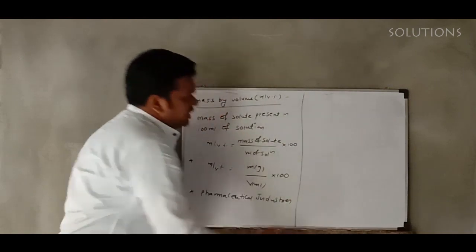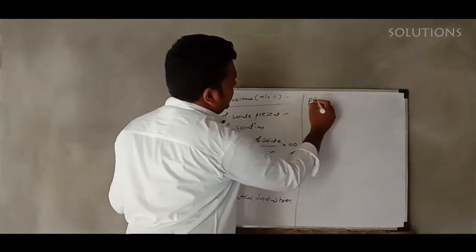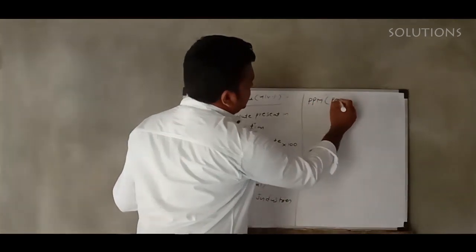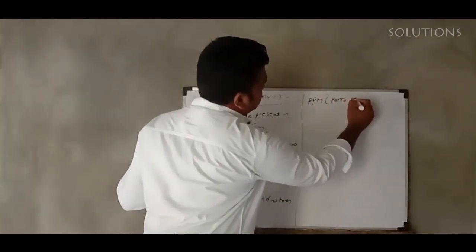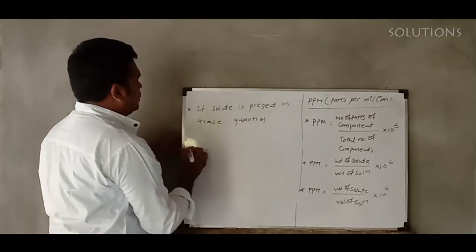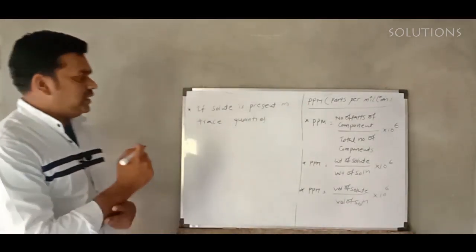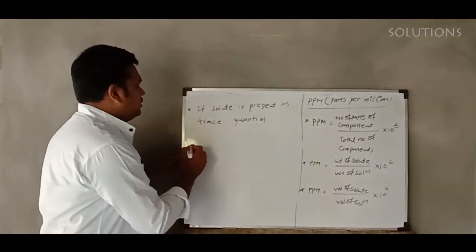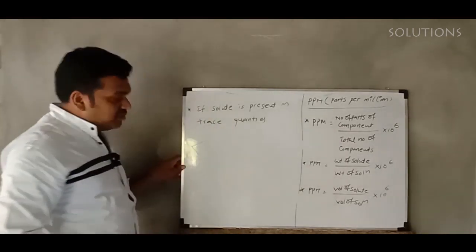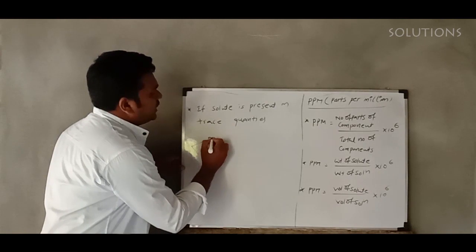Okay, so the next concentration term we have is ppm. What does ppm mean? Parts per million. If the solute is present in trace quantities, we can use the method ppm. Clear? So where are we generally using this ppm? ppm is mainly used to express the pollutants in atmosphere.